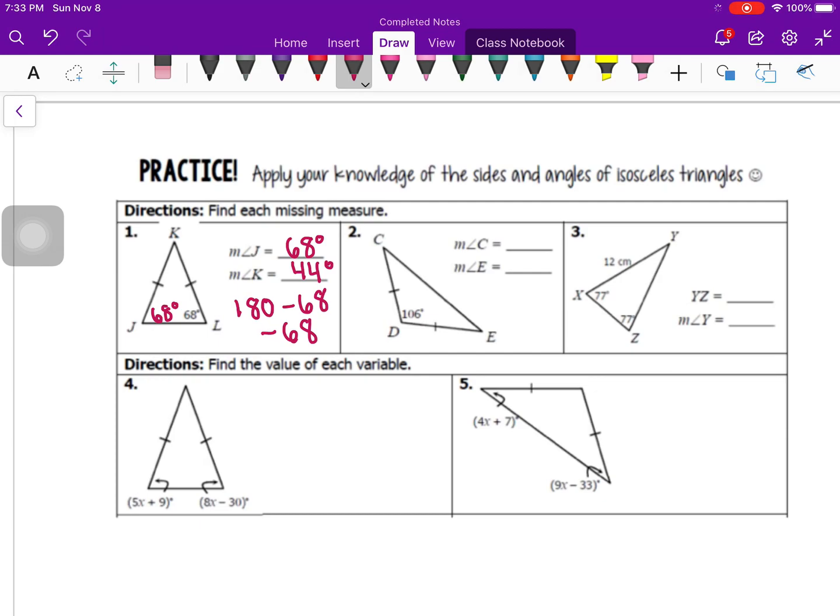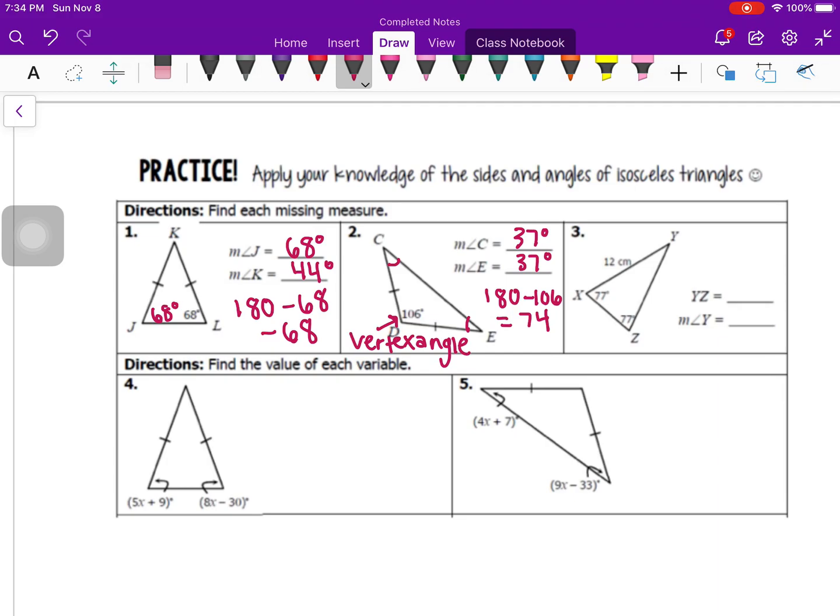In number 2, we are given the vertex angle. That is the angle that is different than the base angles. These two would be our base angles because they're across from the congruent sides. So if we want to find the two base angles, we take 180 degrees minus 106. We get 74 degrees left over. Then we divide 74 by 2 because our base angles are congruent. So you get 37 degrees for both of our base angles.